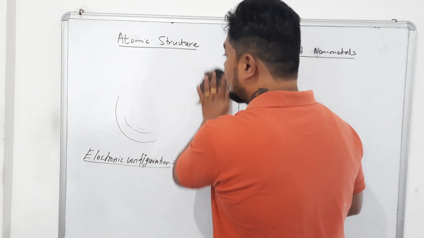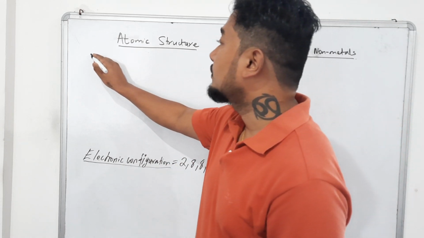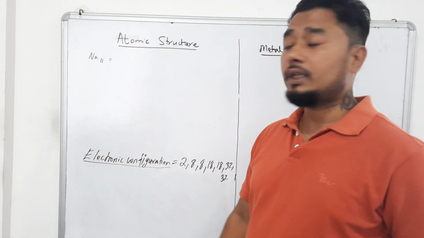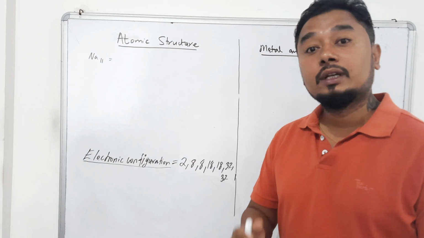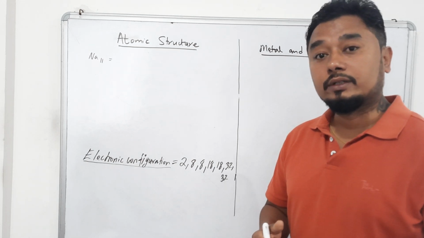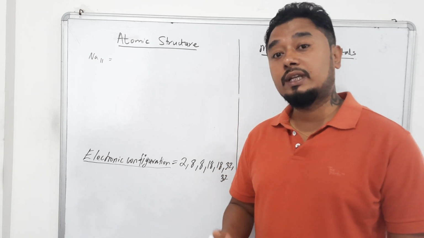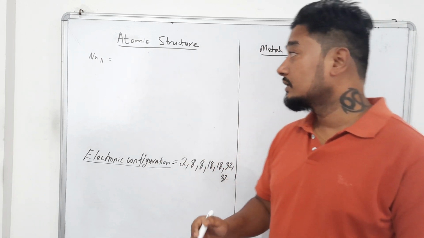Now students, you have to remember this configuration part. Suppose I say sodium, atomic number is 11, it will be given to you, okay? Now you have to distribute the electrons. Sodium atomic number is 11. So how are you going to distribute the electrons?